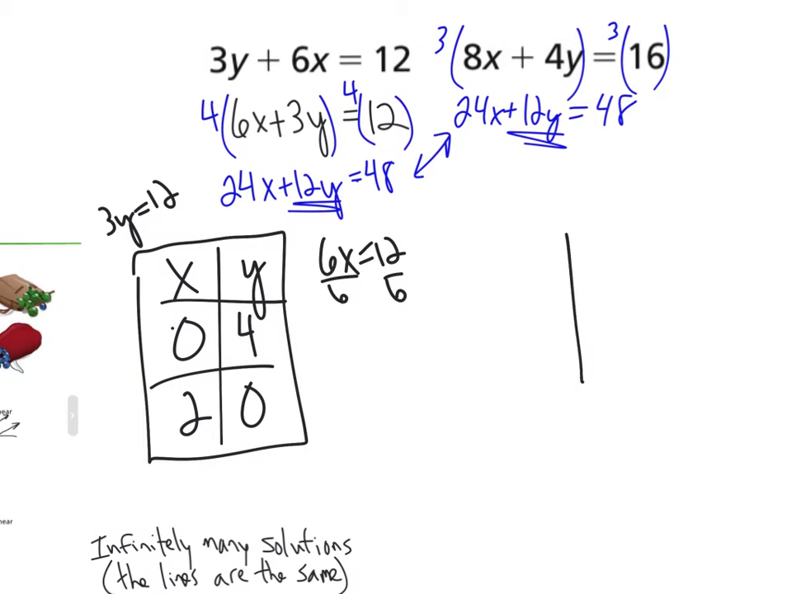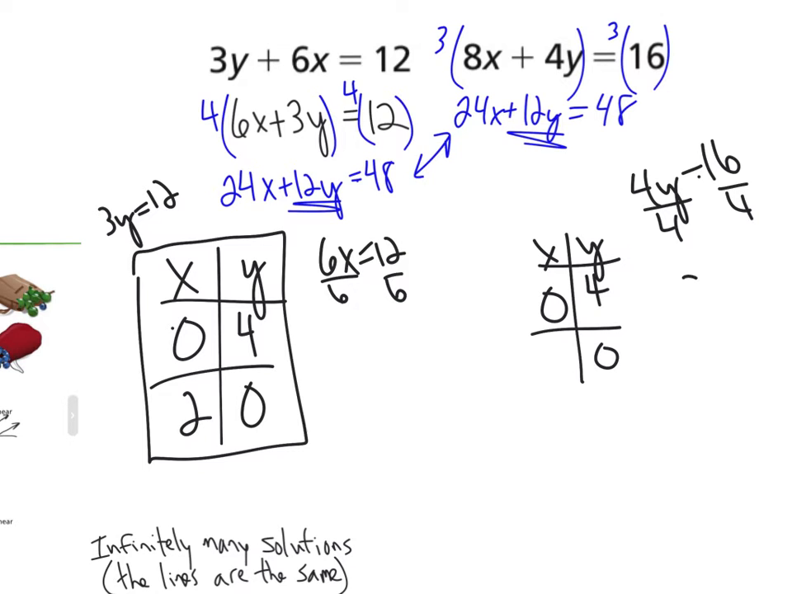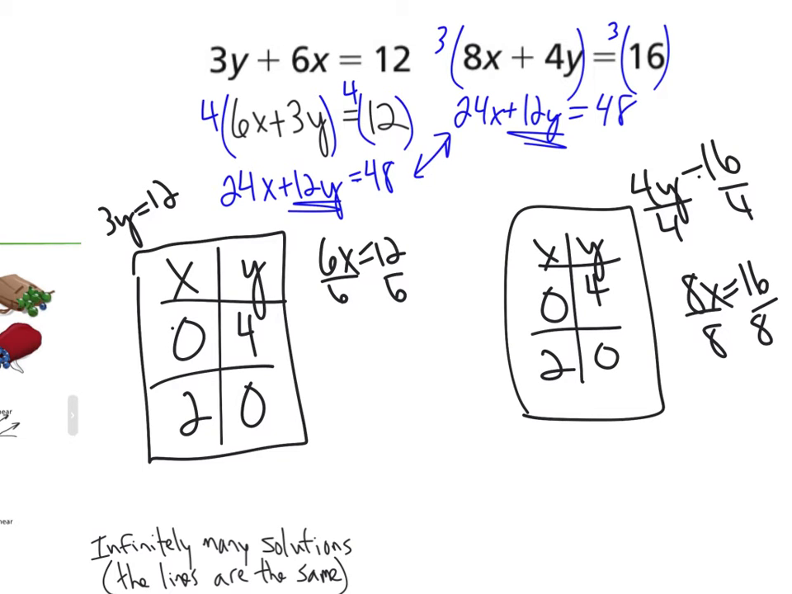We could do the same thing on the second equation. If you put a 0 in for x, you're going to have 4y equals 16, which means y equals 4. If you put a 0 in for y, you're going to have 8x equals 16. So x equals 2. And then what you could do at that point is graph those.